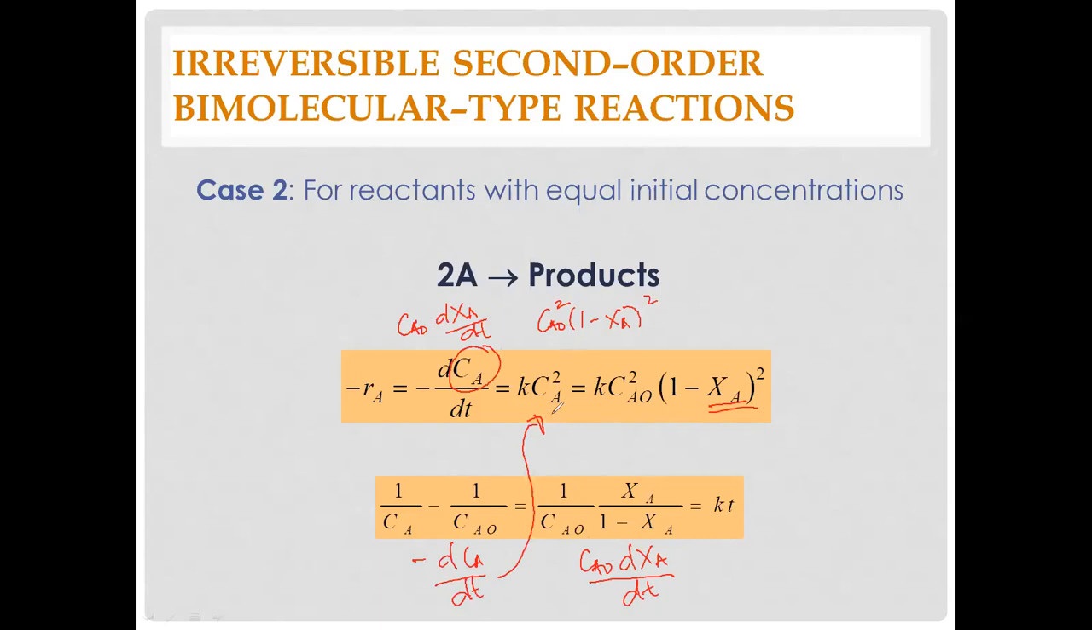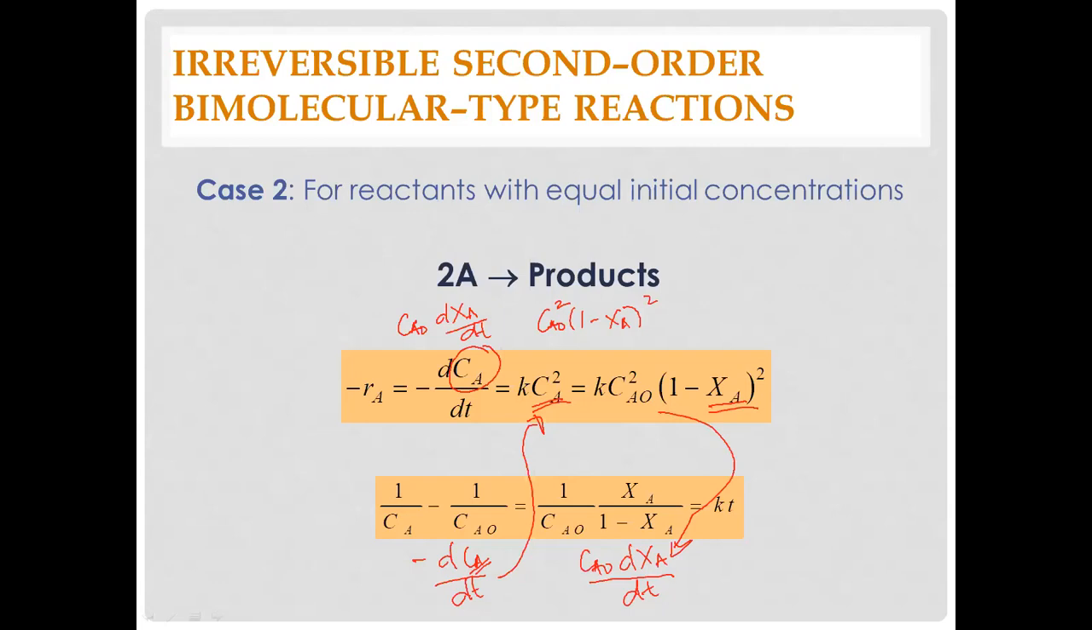That way, your variable here, CA, will be the same as the variable that appears on your differential. This one should be paired with this. Okay? So if your pairing is negative dCA dt is equal to K C sub A squared, this will be your answer: 1 over CA minus 1 over CAO being equal to KT.